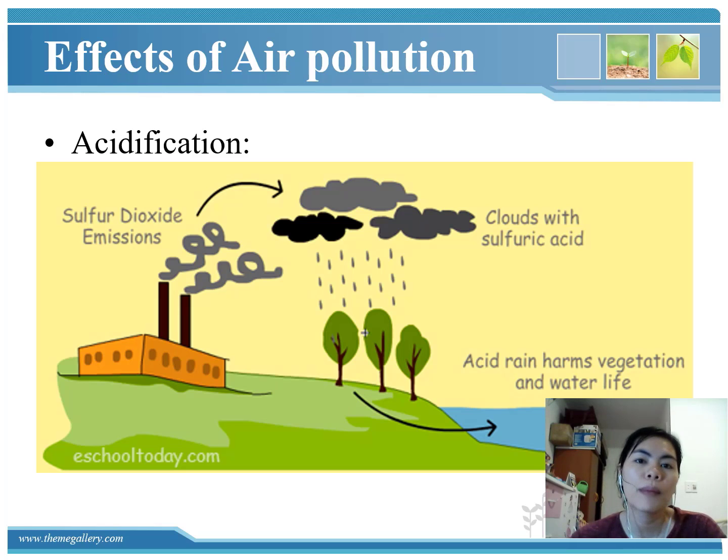And now we talk about the effects of air pollution. Air pollution will cause acidification, which in the common name we call acid rain. You can see that sulfur dioxide emissions from the smoke of manufacturing combine with the clouds and turn into sulfuric acid, and it will drop down as acid rain and harm water life and vegetation.